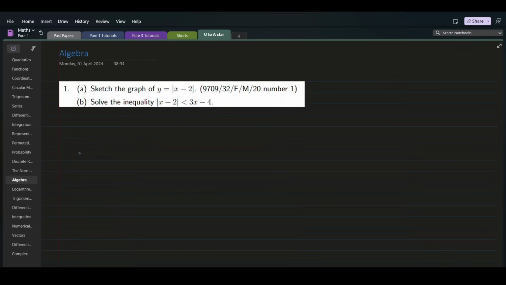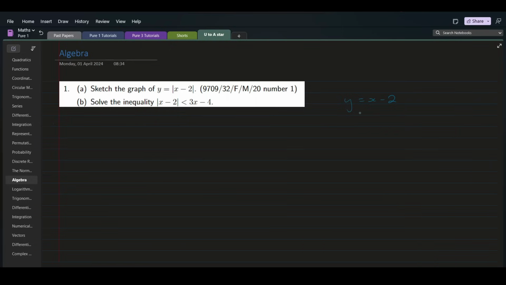Number 1, part A. Sketch the graph of y equals the modulus of x minus 2. Okay, so to do that, we start by sketching the graph of y equals x minus 2. This is a straight line, so that means we need 2 points that lie on this line to be able to sketch it.